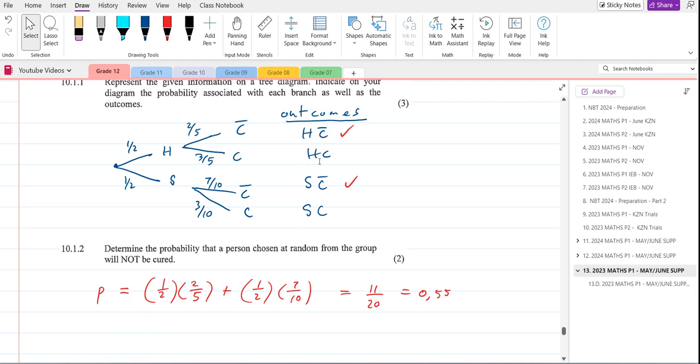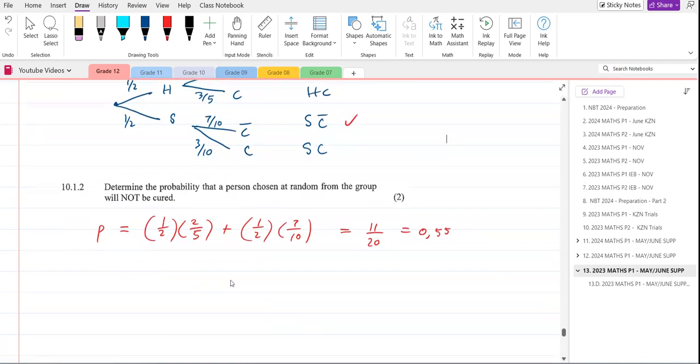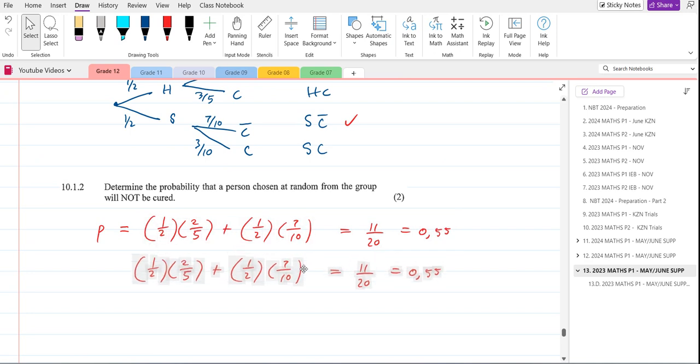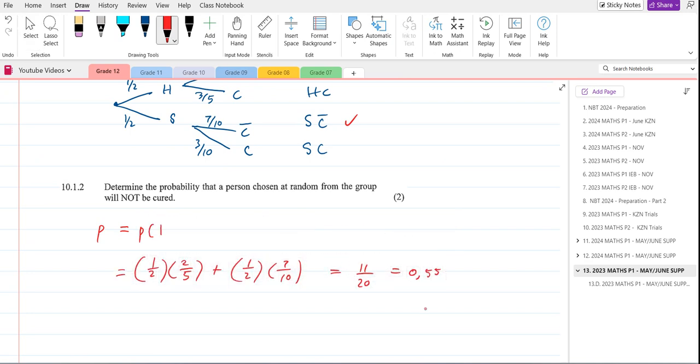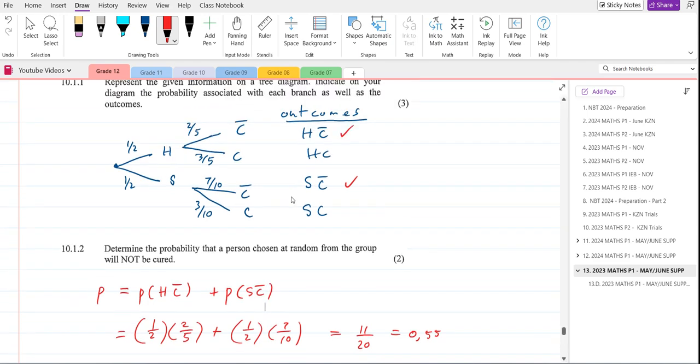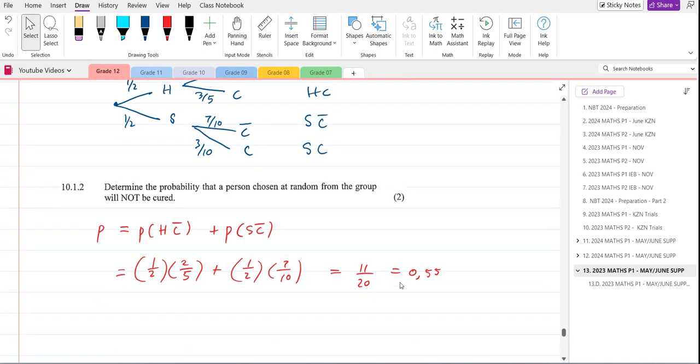Right, so remember not cured is HC, the probability of HC and the probability of SC. So should we write that down? Okay, let's just write it down. That's the probability of H and not C, plus the probability of S and not C. Right, so I'm choosing those two. All right, so I can take out those ticks there. I hope you guys understood that.